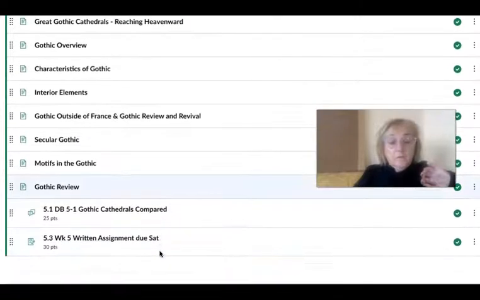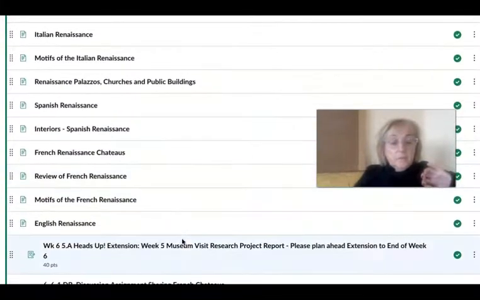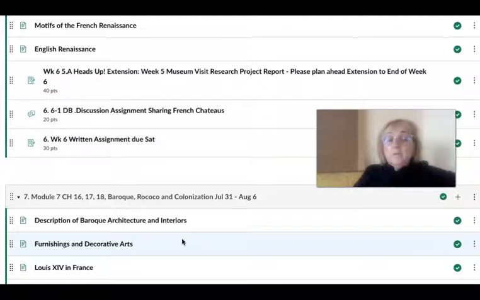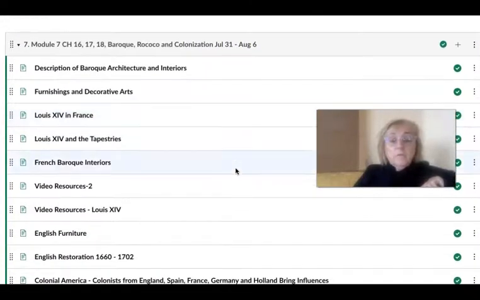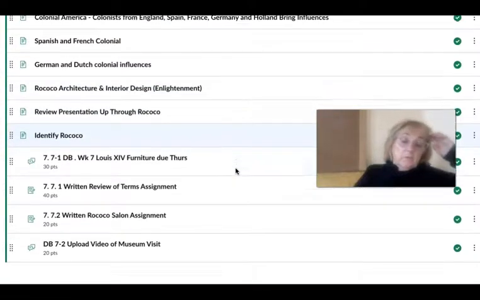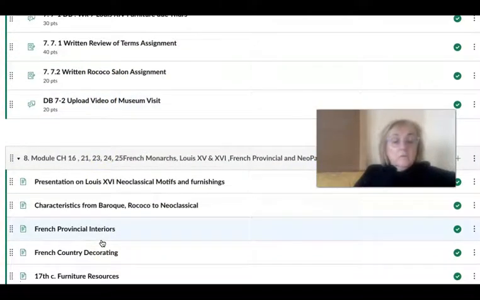Week 5, we're in the Gothic period. We'll have a discussion board and written assignment. Week 6, the Renaissance period, and that will be when your museum visit research project report will be due. You'll get credit for visiting a museum, and you'll follow those instructions. Week 7, we're in the Baroque Rococo period. Once again, you're going to have a discussion board, a written review of terms, and a little assignment related to the Rococo salons. So that's just an overview of the course.